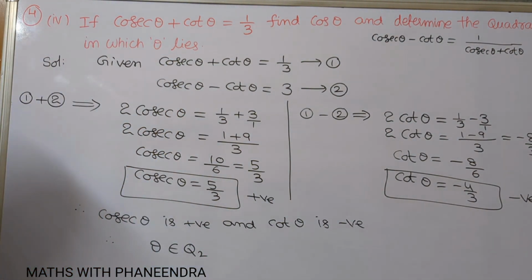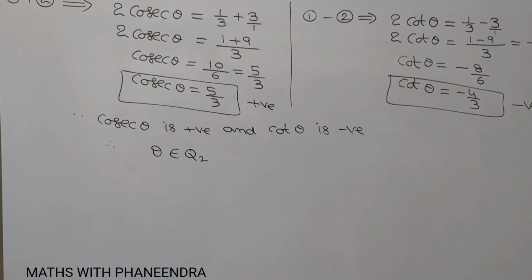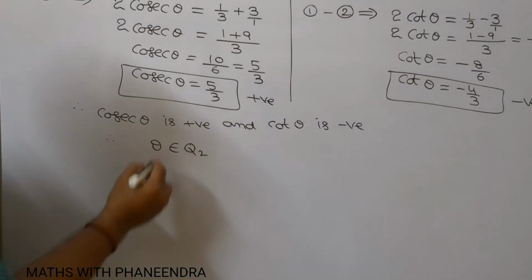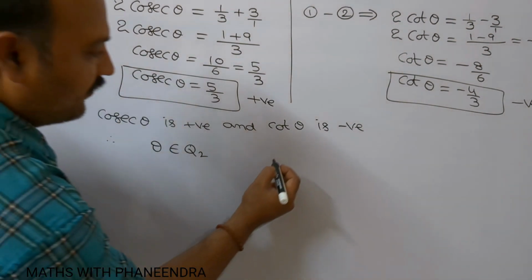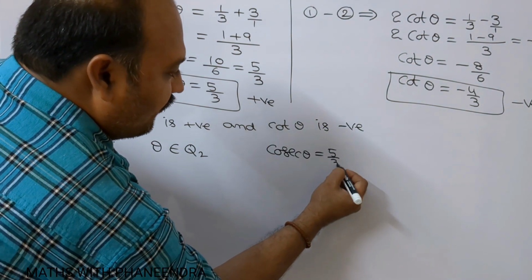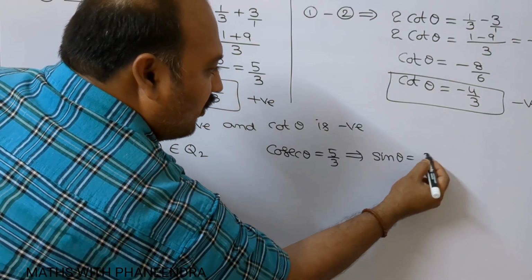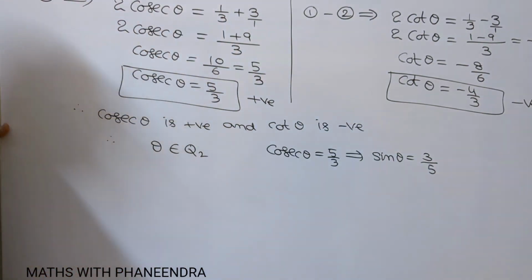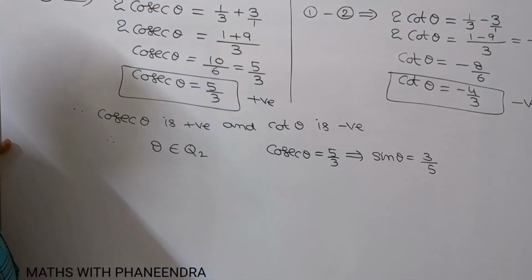Now cosecant theta is there, no? Take the reciprocal of cosecant. Cosecant theta equals 5/3, which implies sine theta equals 3/5. The reciprocal of cosecant is sine.